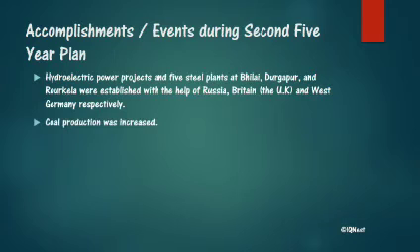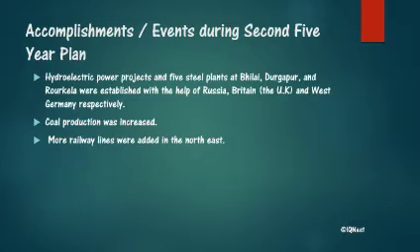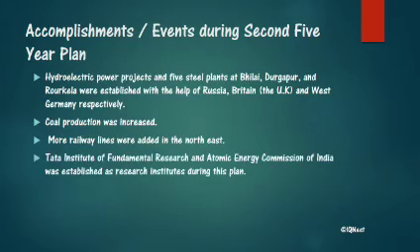The next point is the coal production was increased during the second 5-year plan. More railway lines were added in the northeast. Tata Institute of Fundamental Research and Atomic Energy Commission of India were established as research institutes during the second 5-year plan.